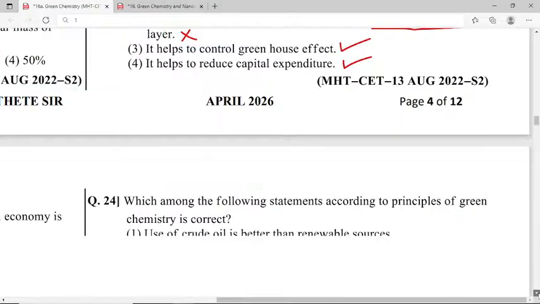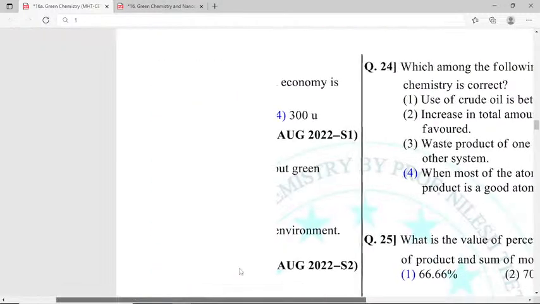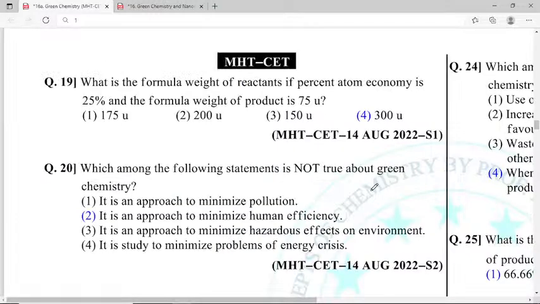What is the formula weight of reactant, so this is X value here. If percent atom economy, then formula weight of product is. So, okay, what is your calculation? Percent atom economy is 25, so 25 here is equal to, what is the formula mass of the reactant, and 75.